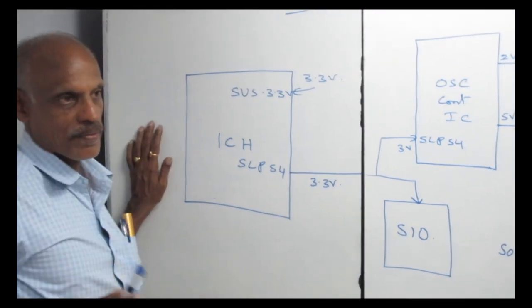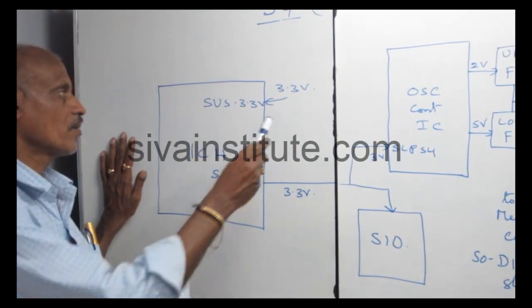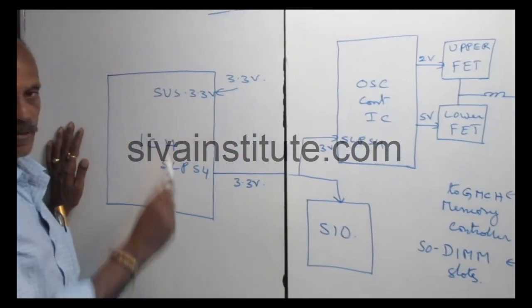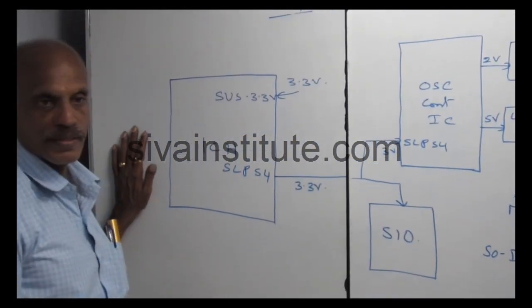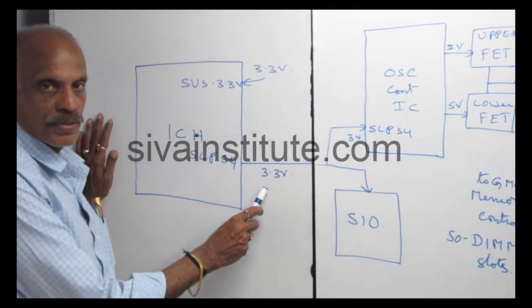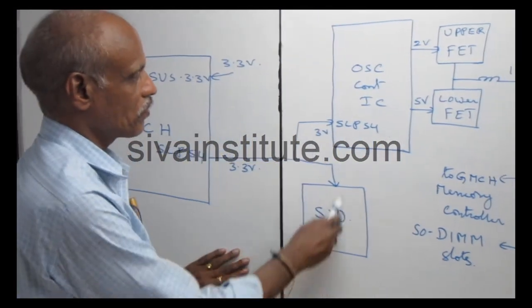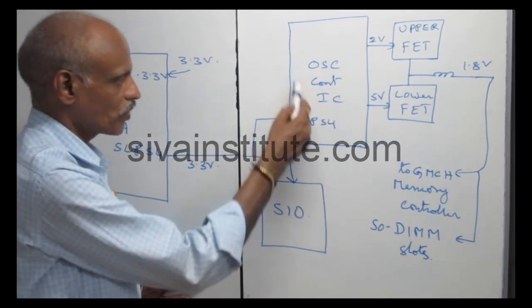First, I already explained the S5 command. After the S5 command, 3.3 volts comes to this ICH suspend 3.3 volts. When 3.3 volts comes to this ICH, this IC releases the SLP S4 command, 3.3 volts. This voltage goes to the SIO chip and oscillator controller, and the SLP S4 command goes to this IC.